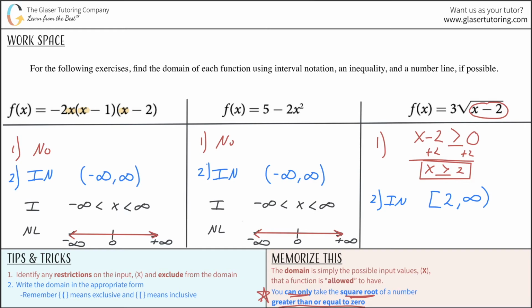Now, moving on to the inequality, that's fairly straightforward, right? Just shove x in the middle. So it's going to be 2 less than or equal to, remember, because it's inclusive of 2, all right? x, and then less than infinity. So there we go for the inequality notation.